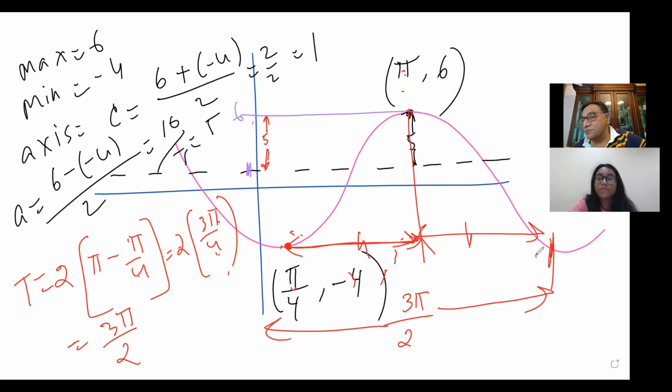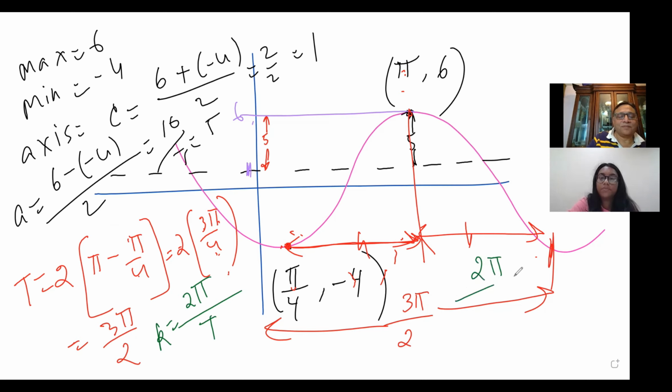It's not an easy question. Very difficult. Now I got the time period. From this time period, I can find what is K. K is 2 pi by T, which is 2 pi by 3 pi by 2, correct? Let me write it. 3 pi by 2, correct? So pi cancel, right? 2 goes up, which is 4 by 3. Do you see how difficult it is? 4 by 3 is my K value. And what is the phase shift?